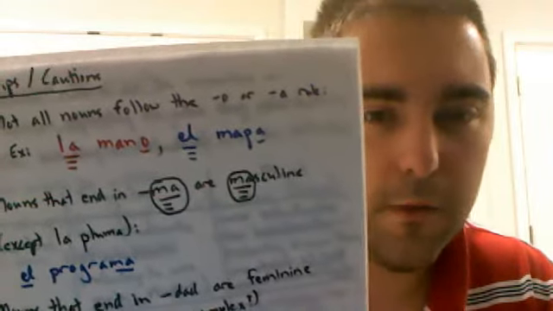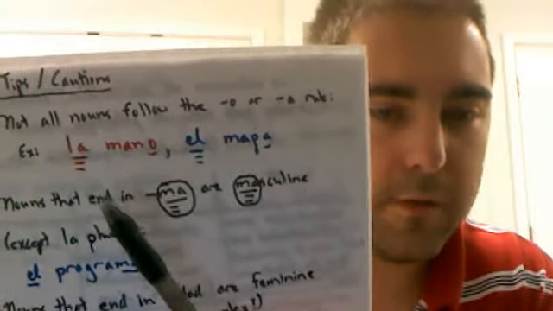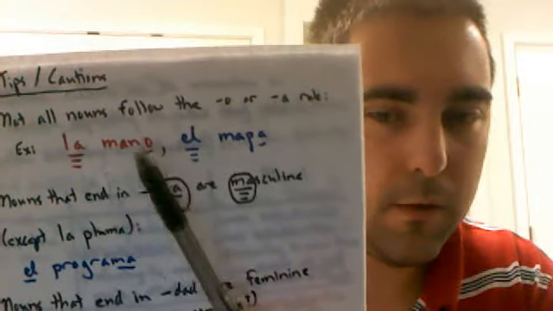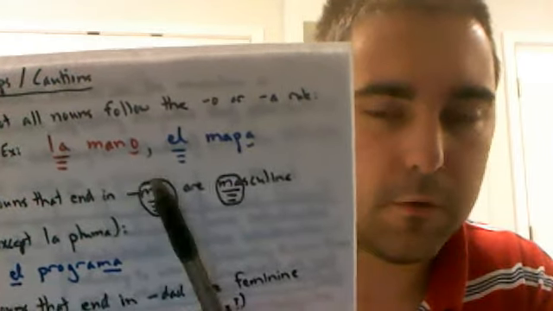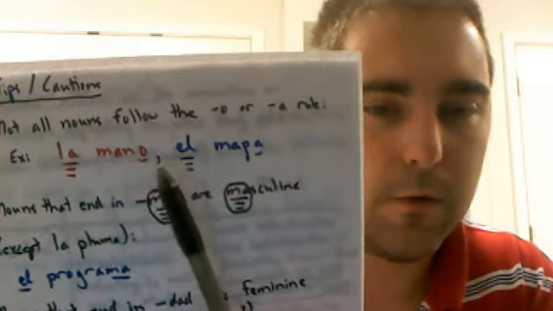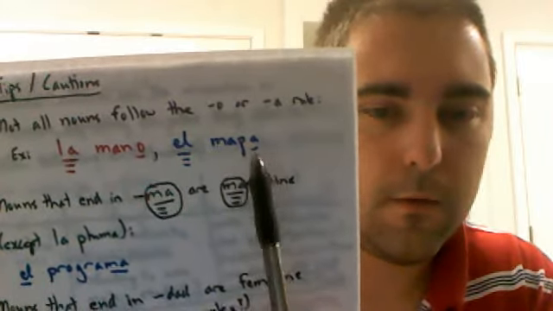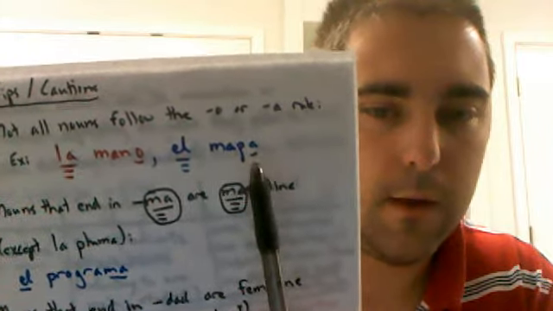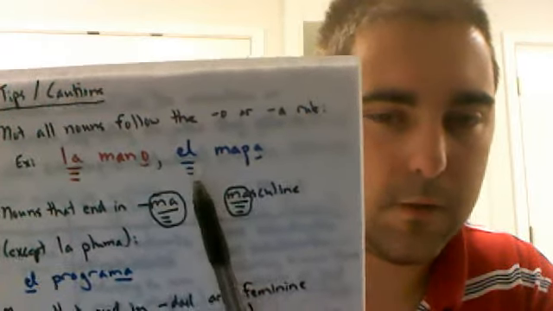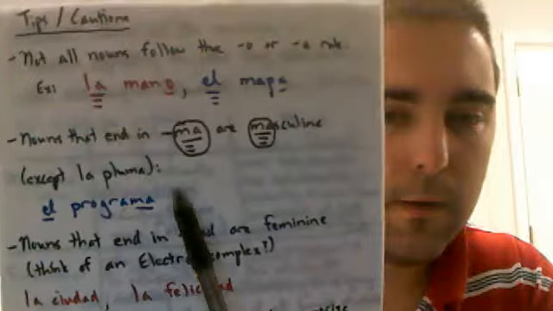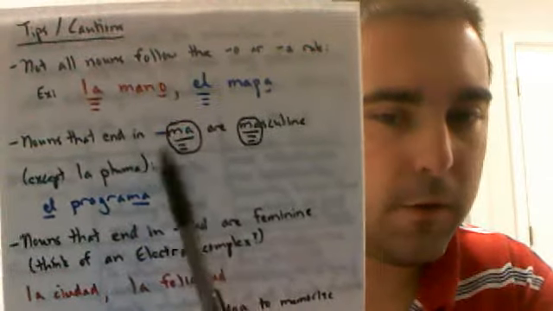Some nouns in Spanish, actually I skipped a page, sorry. Just a few words of advice here about noun genders. Not all nouns follow the o or a rule. For example, mano ends in o, but it's la mano. So mano is actually a feminine noun even though it ends in o. And el mapa. So mapa ends in a, but it's modified by el, so it's masculine. Just some tips that might help you.